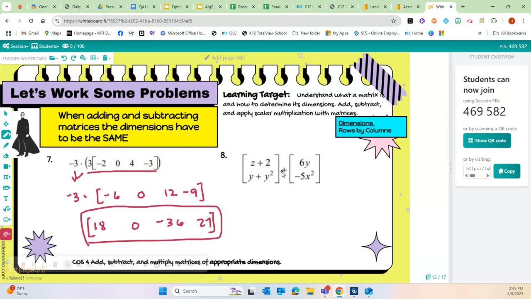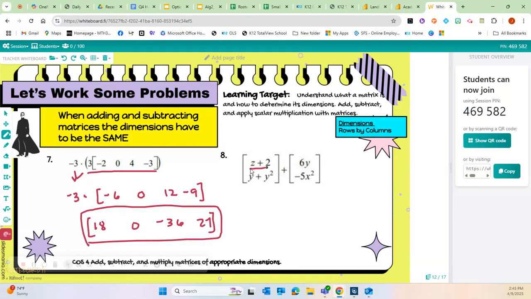Sometimes they ask us to add things that aren't like terms, and so I thought this was an example of something that maybe you think you couldn't do or it wasn't possible. But z plus 2, even though I don't know what z is, that's one value. Even though it's 2 terms, those 2 terms are separated by a plus, so that represents one value, and y plus y squared is one value. So I have one value here, one value here, so that means I have 2 rows and 1 column. Same thing here, 2 rows, 1 column.